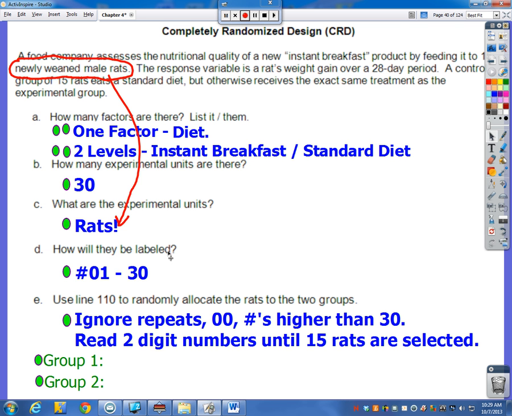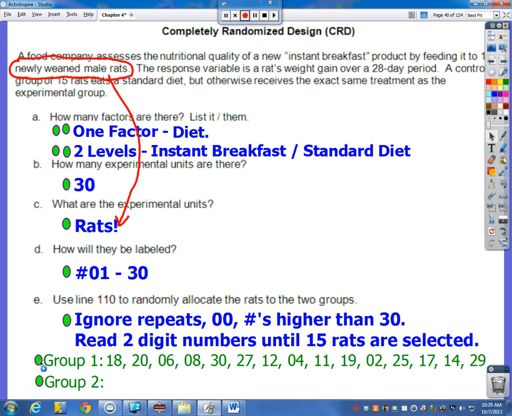Now, if I were to use line 110, these would be my 15 rats I'd come across. If you want to double check me on this, you certainly may. Just keep in mind I'm starting on line 110, and I need to follow my scheme exactly the way it is. Group 2 would just be all my other rats. So I just didn't specifically say like rat 01. I can see 02's here, 03. So I didn't specifically label out my 15 that didn't get selected from the first group. That's fine.